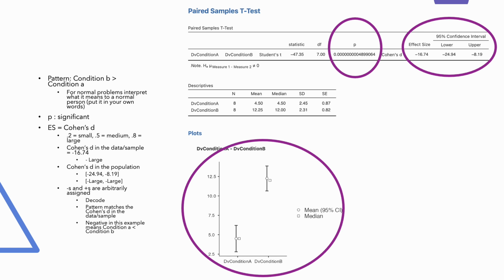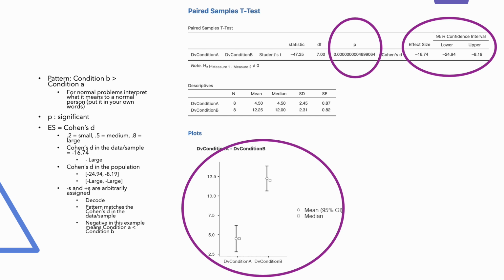It's less than 0.05. Your effect size is Cohen's d again. Remember, 0.2 is small, 0.5 is medium, and 0.8 is large. These are particularly large effect sizes because I'm using very simple data. The first effect size is Cohen's d in the data or the sample. That is negative 16.74. That is negative large. Cohen's d in the population is between negative 24.94 and negative 8.19. So we know the population effect size is between negative large and negative large.